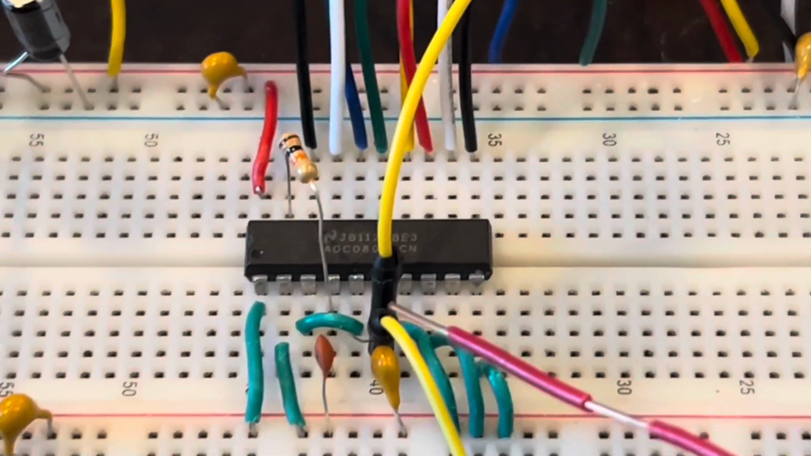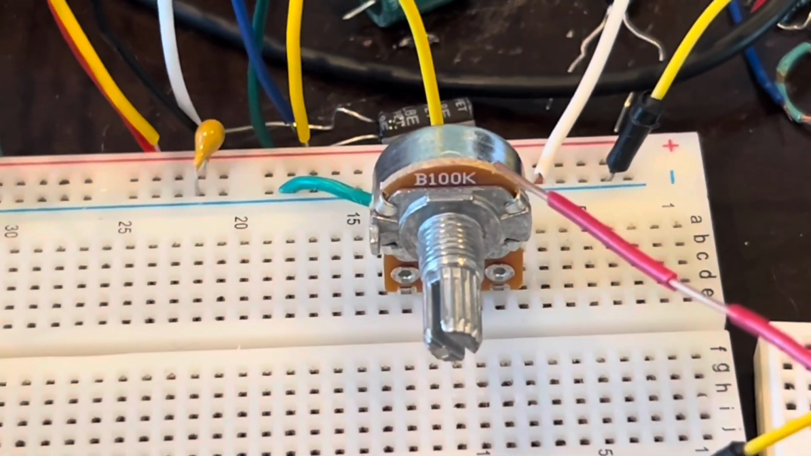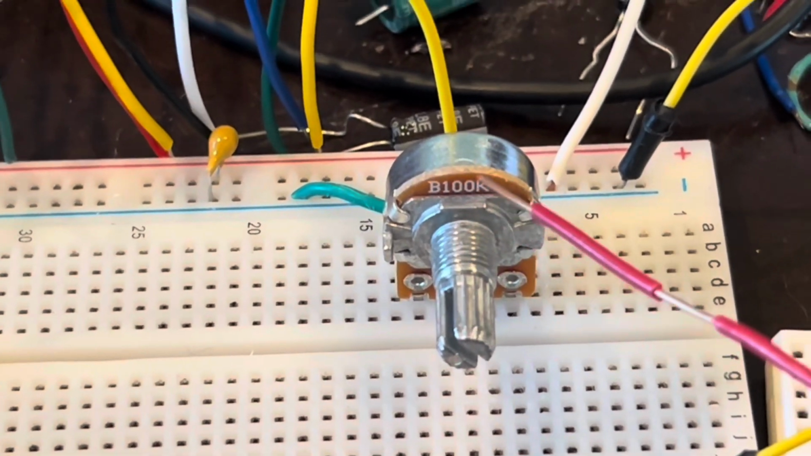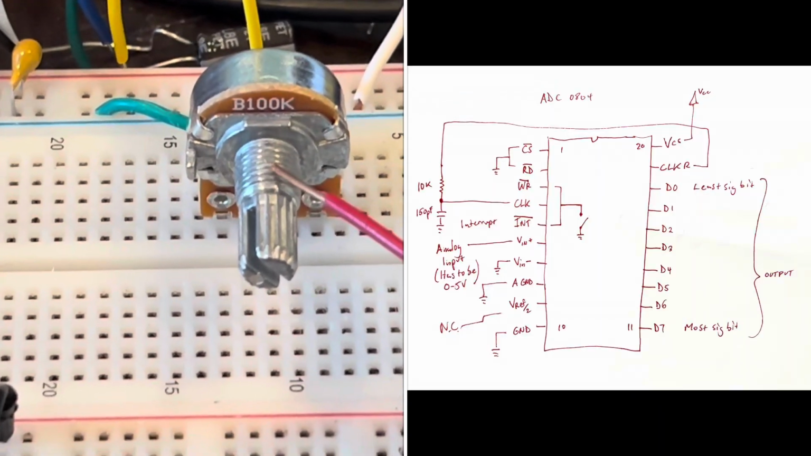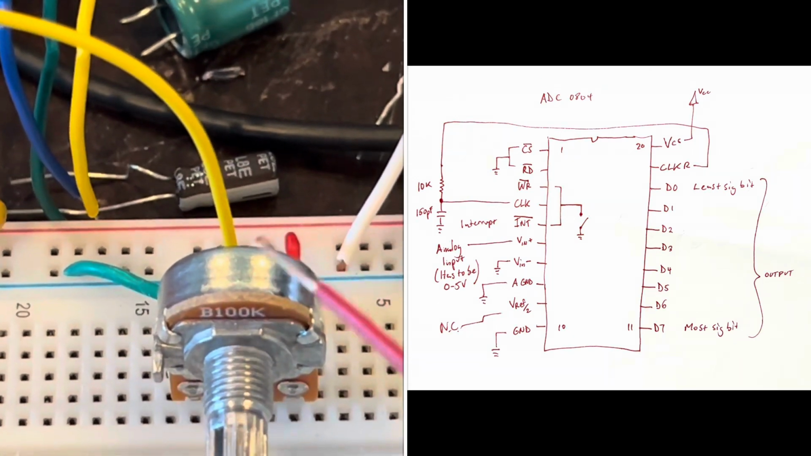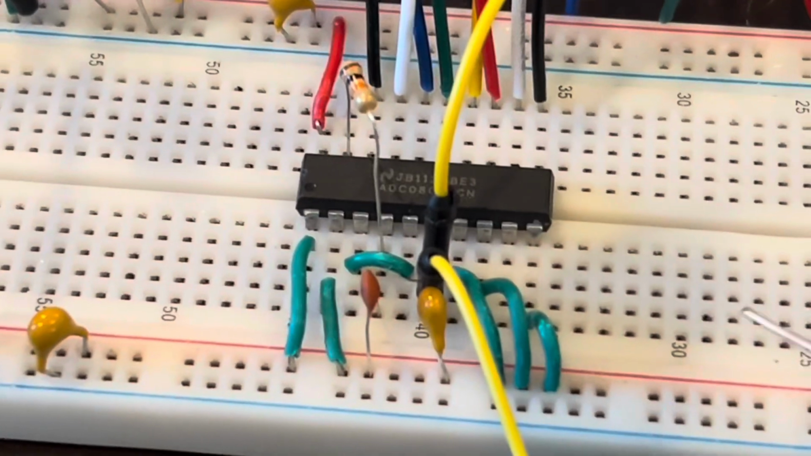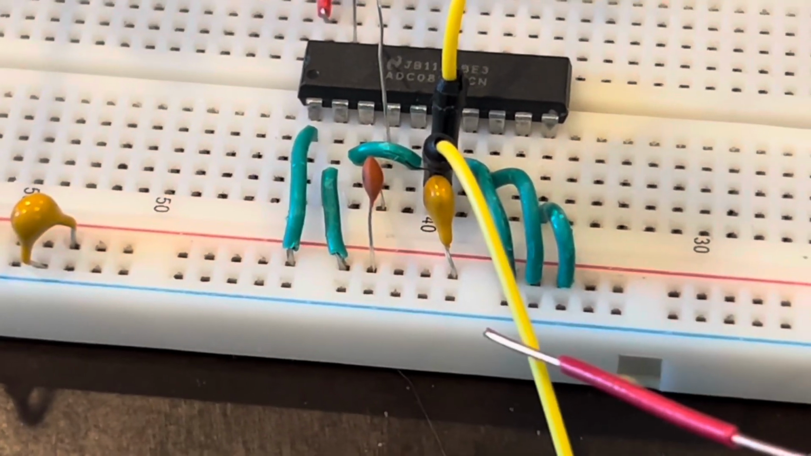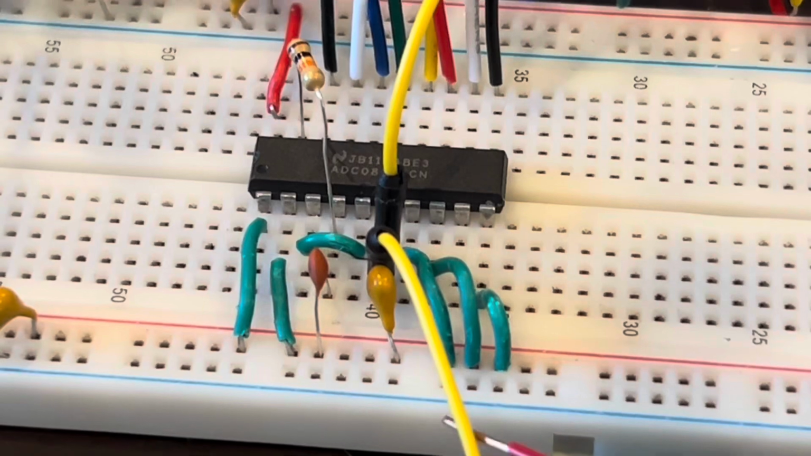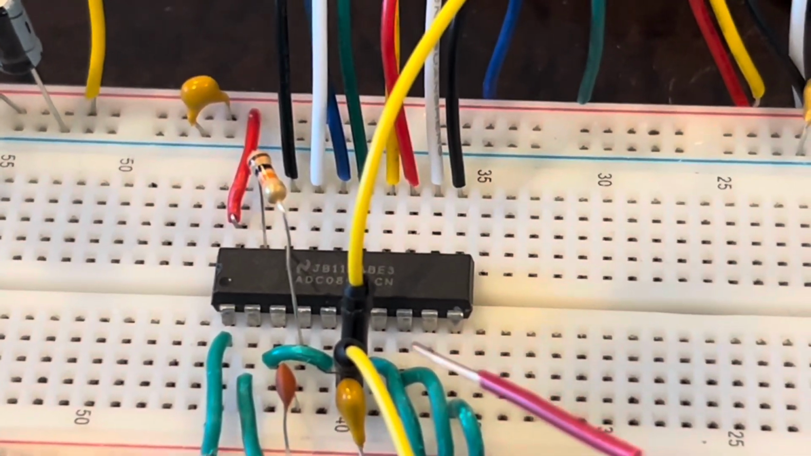And pin 6 is the analog input, and right now, for testing purposes, I have it going to a 100K potentiometer, which is configured as a voltage divider between ground and 5 volts. And so, this is just a wire so I can measure the analog voltage with the oscilloscope at the same time for testing.